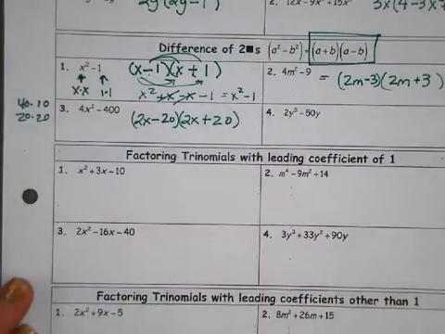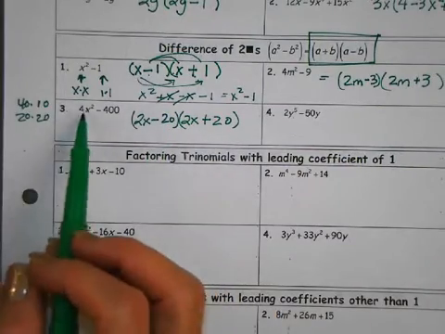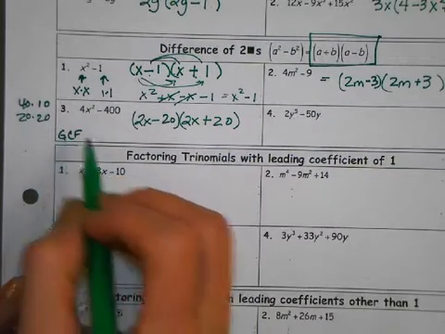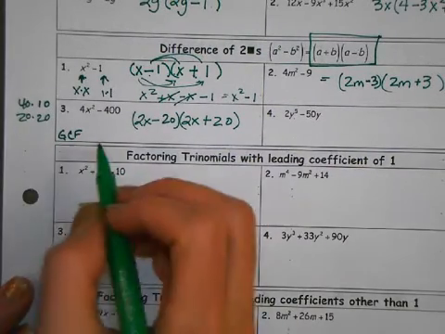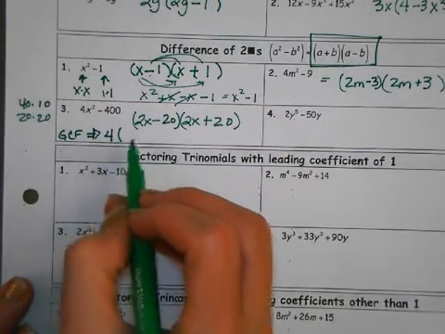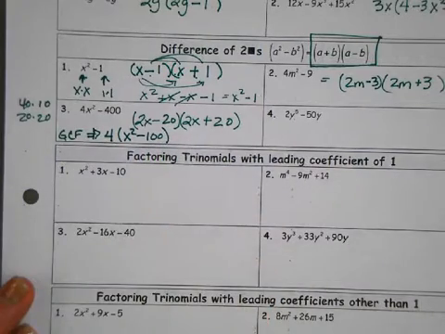Asking yourself the greatest common factor, right? We didn't do that on this one. Is there a greatest common factor in number 3? What is the greatest common factor in number 3? It is 4. So if I pull out the greatest common factor, I would do 4. I would be left with x squared minus 100. You might see that a little bit easier, right?